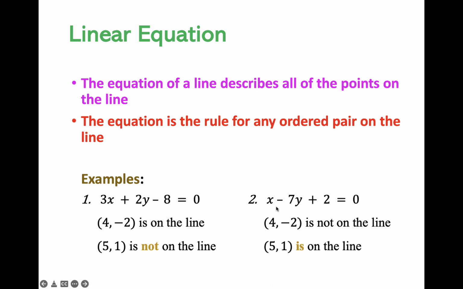Well, example number 2, we have x minus 7y plus 2 is equal to 0. 4 and negative 2 is not on the line, while 5 and 1 is on the line. Okay. So, yan ang difference ng dalawa. So, to test the point, plug x and y into the equation. Okay. So, ipa-plot lang natin yan.